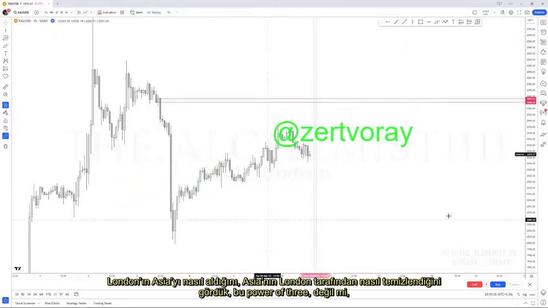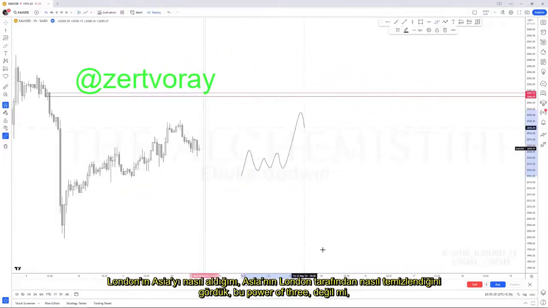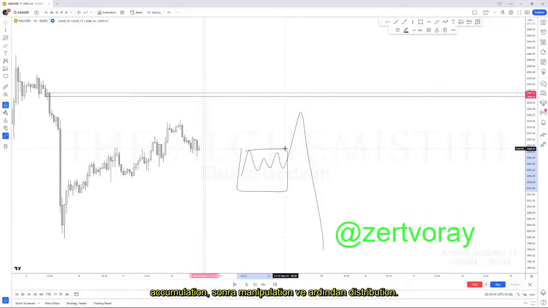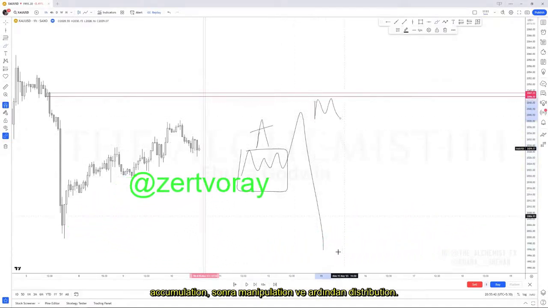We've seen it very clearly. London takes Asia, Asia gets taken out by London. This is the power of three, right? Accumulation and then manipulation and then distribution.